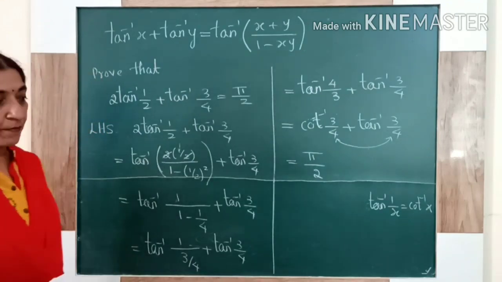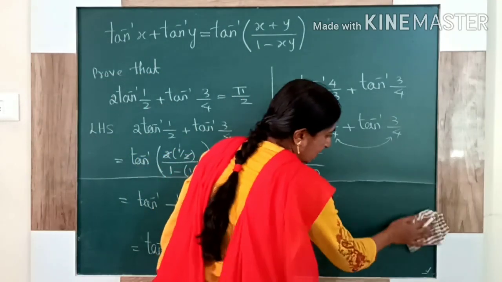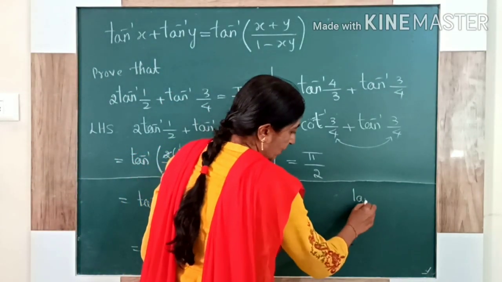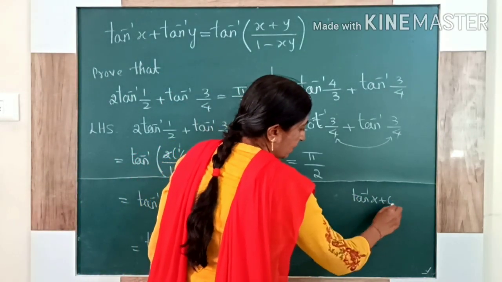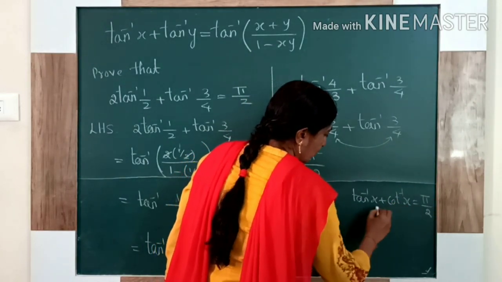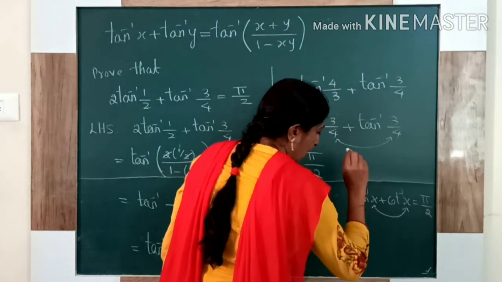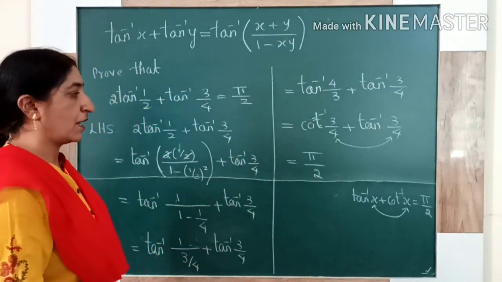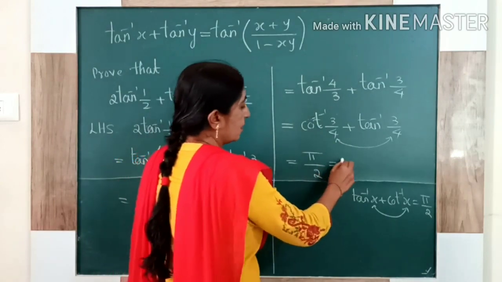So why is it pi by 2? The formula is like this: tan inverse x plus cot inverse x is equal to pi by 2. These two values are equal, and they belong to the set of real numbers R. So we got the RHS, pi by 2.